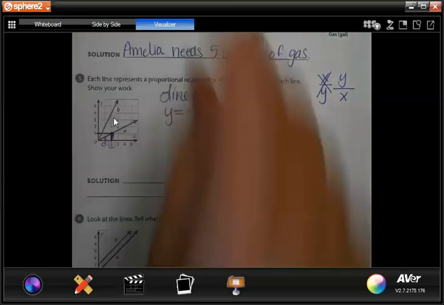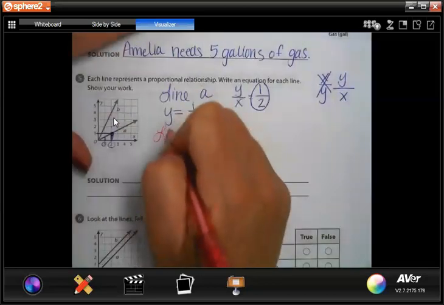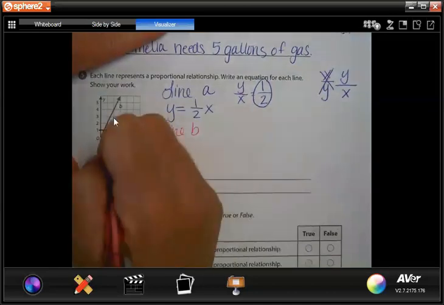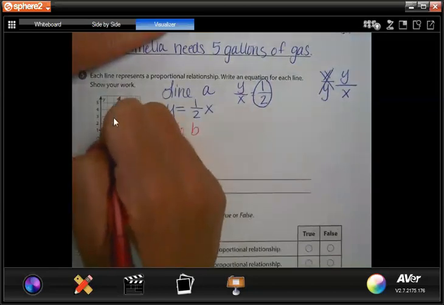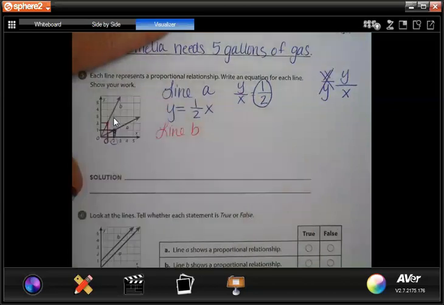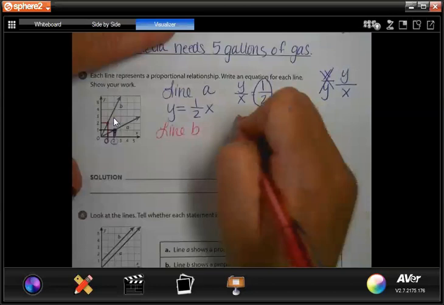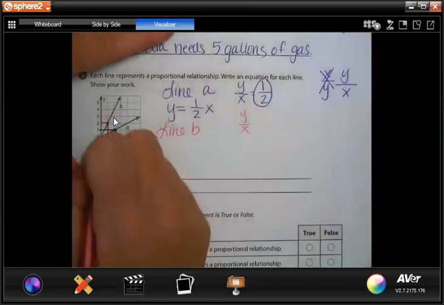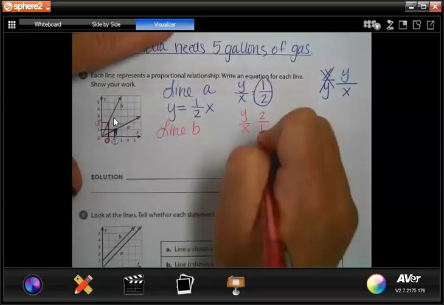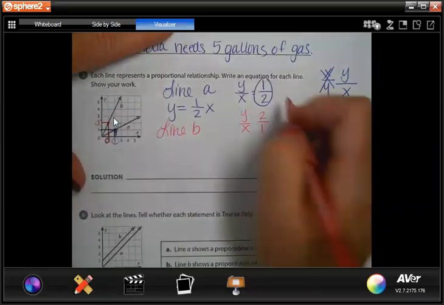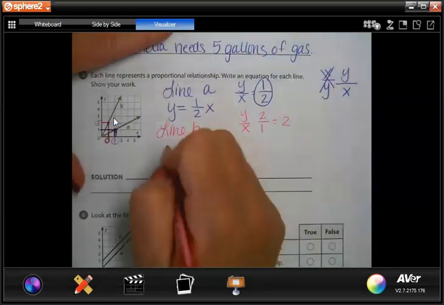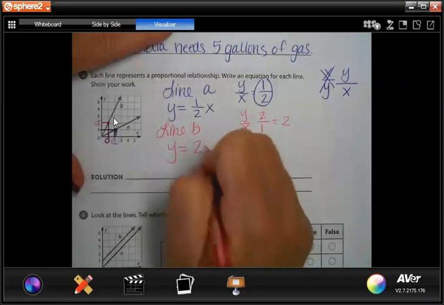Line B. All right. So again, we're going to find the constant. Well, here's 1. Let's go up. Oh, yay for us. Look at that. It's a good spot. So my y over x, my y value is 2. My x value is 1. So my constant is 2 over 1, which is 2 basically. So my equation is y equals 2x.